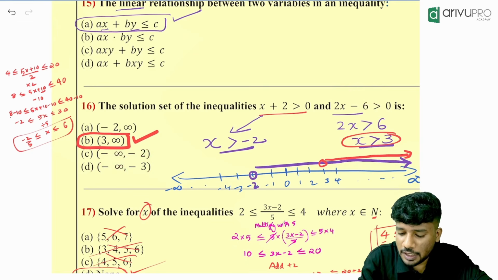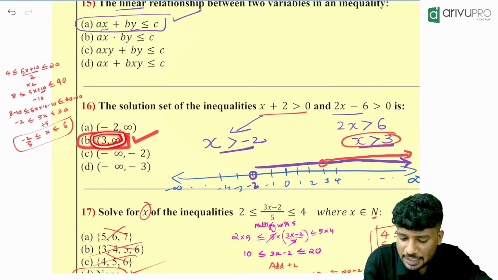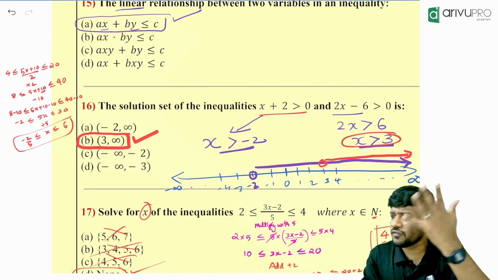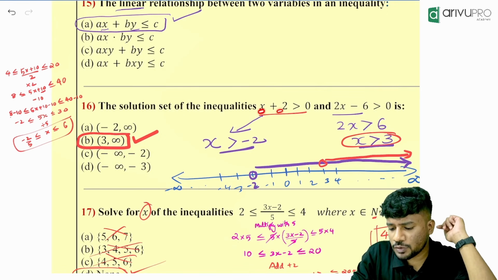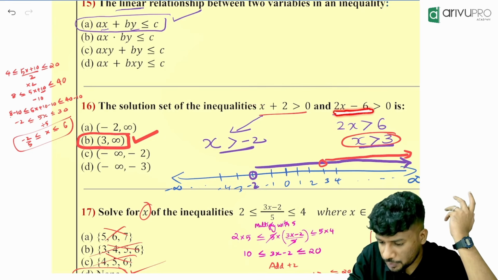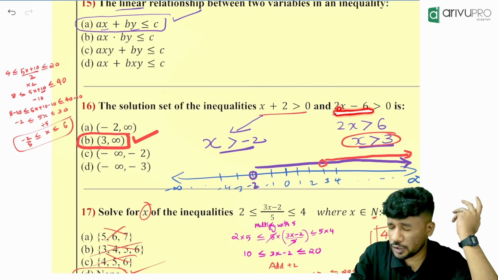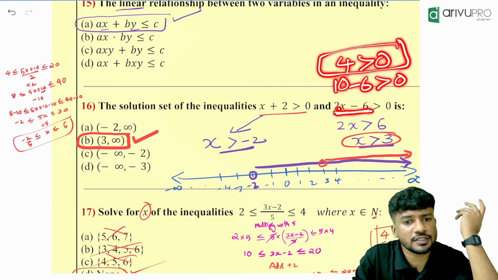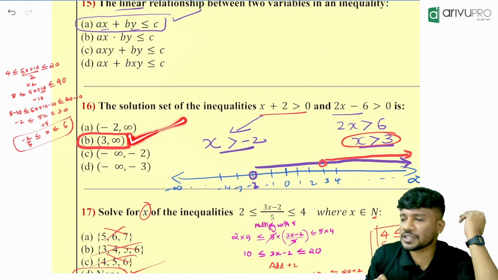Now put one value between 3 and infinity. Tell me a value between 3 and infinity. 4 or 5. 5 we will take. 5 plus 2 is how much? 7. Is 7 greater than 0? Yes, that is correct. Now put it in the second option. 2 into 5 is how much? 10. Minus 6 greater than 0. That is 4 greater than 0. Is 4 greater than 0? Yes. So only one equation satisfied.